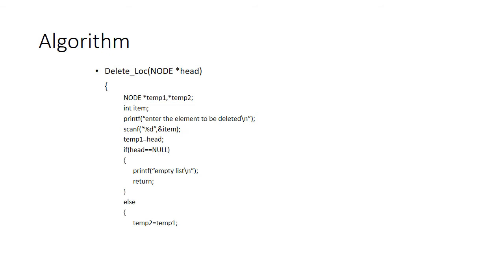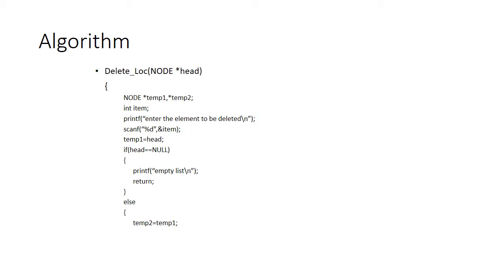Now this is a small routine which will help you to delete an element from any specific position. As I was telling you, I will be initializing two temporary pointers, temp1 and temp2. I was telling you in the previous session that node is nothing but a new name I have given for struct node, and this node will act as a new data type which will be used for defining my new variables.